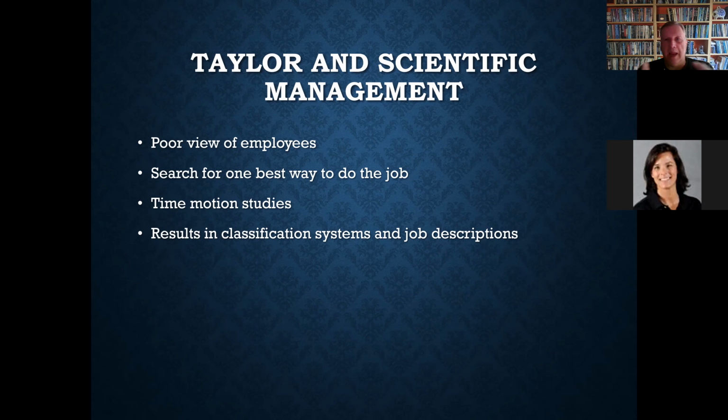Where Taylor and Weber differ is that Weber wanted to create effective organizations through the structure of the organization, whereas Taylor wants to create effective and efficient organizations, not necessarily through structure, but through the process of work. So he was very process oriented in how he was going to create effective and efficient organizations. He is best known for the theory of scientific management, which you have probably heard about before.